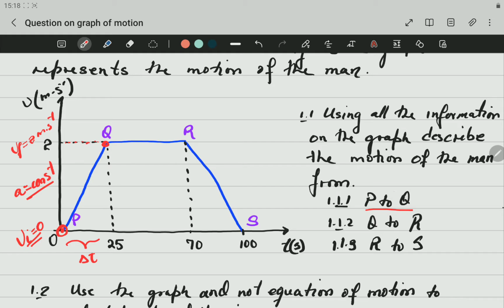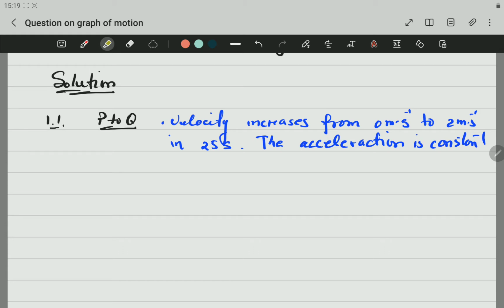You can see that it's a straight line, and therefore the acceleration is going to be constant. If the line is a straight line, then acceleration is constant, and it took 25 seconds to increase the velocity from 0 to 2 meters per second. That is related to PQ. So we can say that from P to Q, the velocity increases from 0 meters per second to 2 meters per second in 25 seconds, with a constant acceleration.